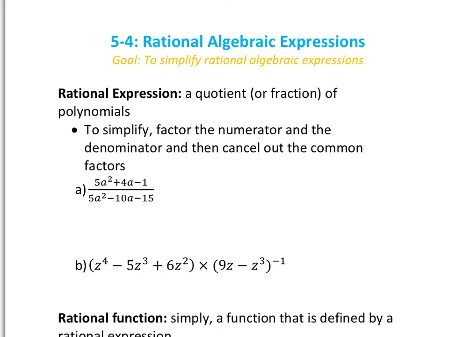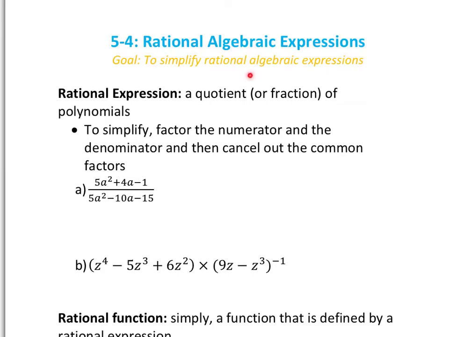Alright guys, so 5.4 really jumps into the meat of this chapter. It's beginning to work with rational algebraic expressions, so simplifying them and then working with them as a function. The first thing we're going to do here is work with these rational expressions.